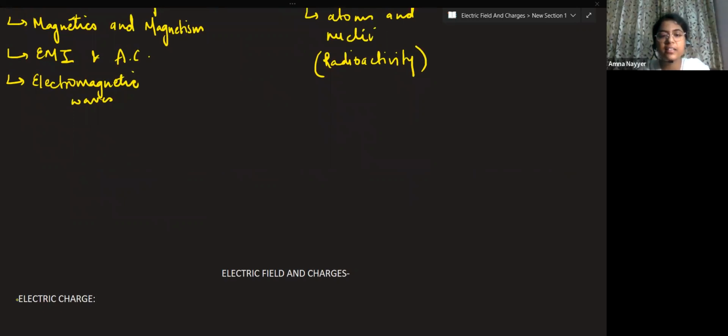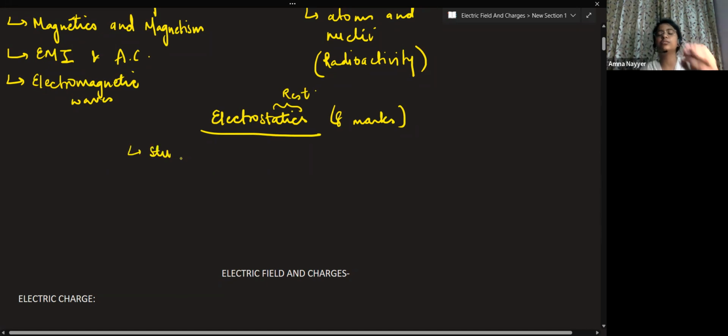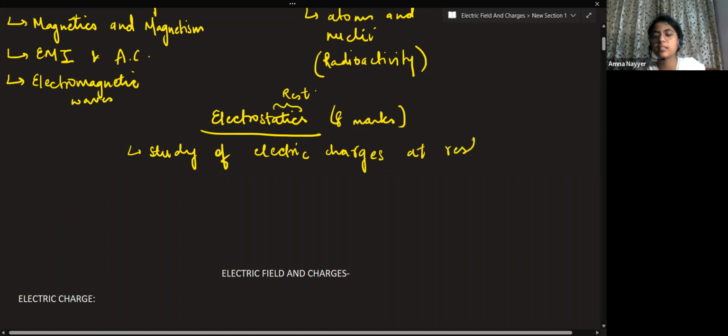So let's begin with electrostatics. From this 34 marks, electrostatics usually comes for 8 marks. So what is meant by electrostatics? See, statics means rest. So electrostatics is actually that branch of physics which deals with the study of electric charges which are at rest. We'll be discussing in detail what is meant by electric charge.